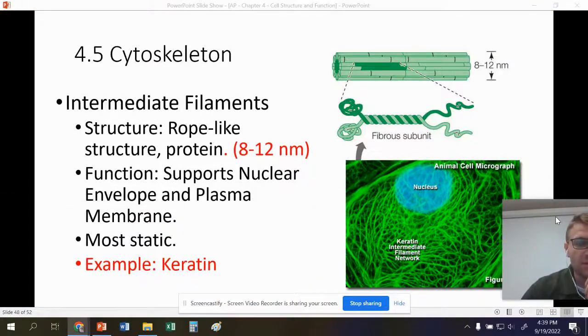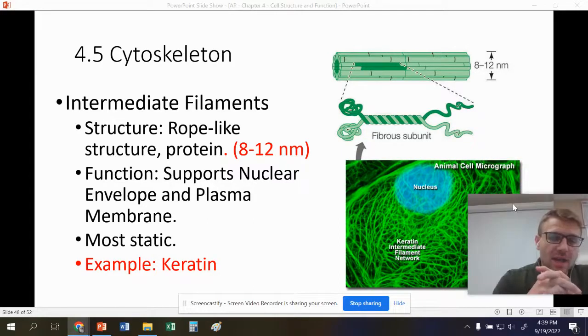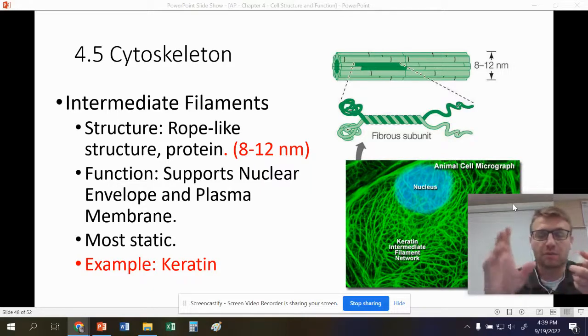The intermediate filaments are in between in size here. They're a little bit larger than the actin filaments, but again, they're a rope-like structure. They're a protein. They function closer to the nuclear envelope and plasma membrane, but they're more static than the actin filaments. An example of one of which would be keratin. Again, these are for structural purposes to help support the cell.